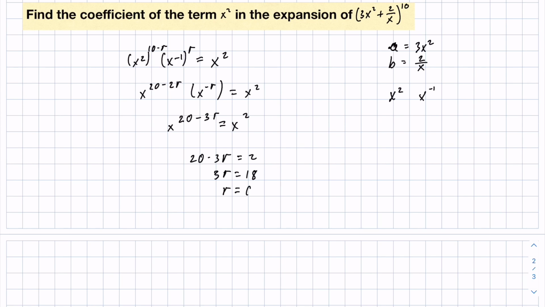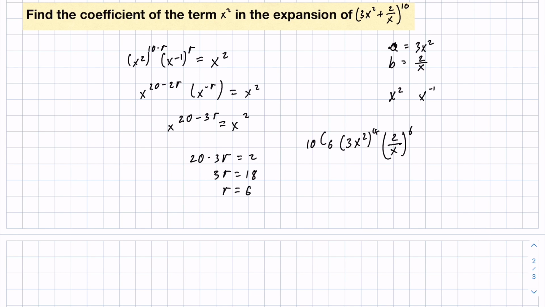r will be 6. We know r is 6 now, and that can help us because we can finally do the expansion. Now we consider the coefficients. I'm going to do the entire expansion with the variable as well, because I'll show you that it's correct. So it's 10 choose 6, because r is 6, times 3x squared taken to the power of 10 minus 6, which was 4, times 2 over x taken to the power of 6.